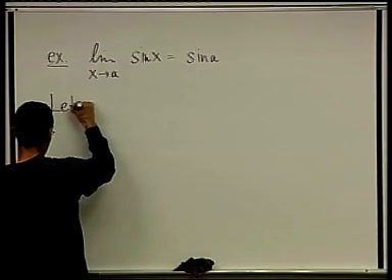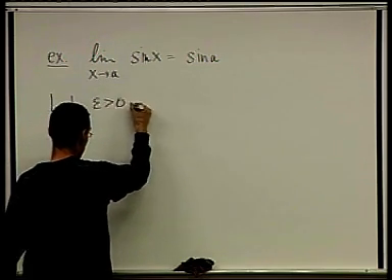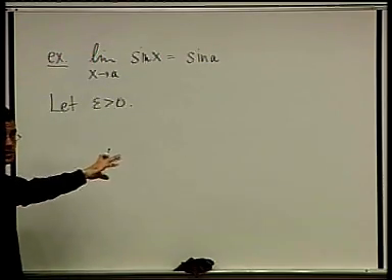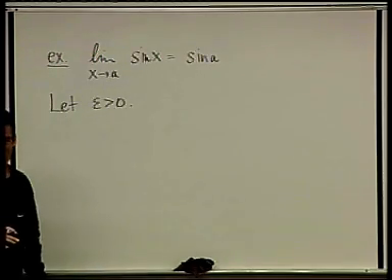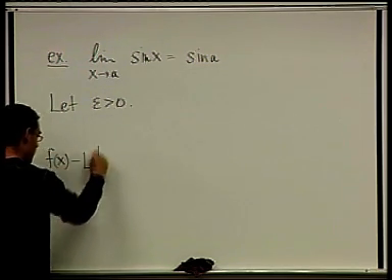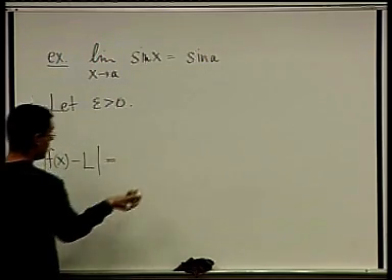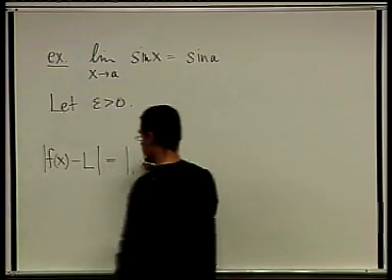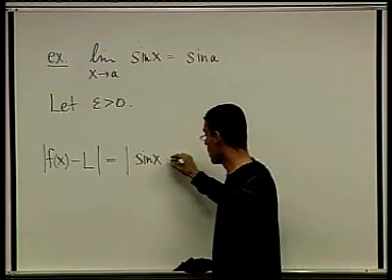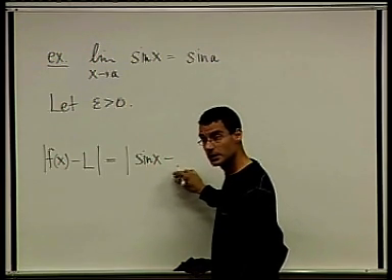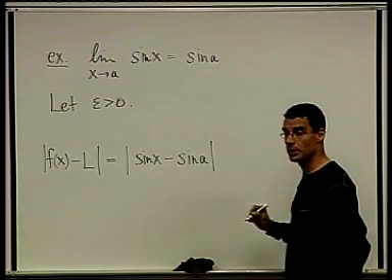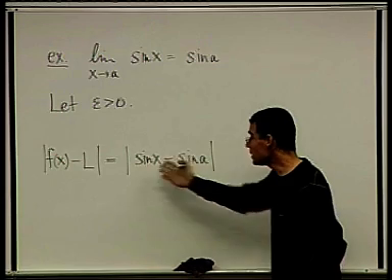Let epsilon be greater than 0. Leave some blank space where we'll fill in the details. Take delta to be blah, blah, blah. And what we're going to show is what is f of x minus L. In this case, what is f of x? Sine x, that's the function. What is the limit? Sine a. We want this to be less than epsilon. Okay? How can we continue from here?